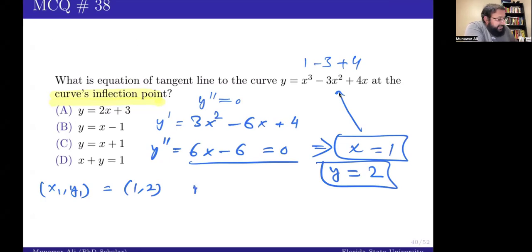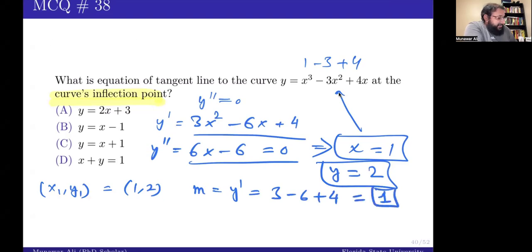Now to find the equation of the tangent, you need also the value of the slope. And the slope is equal to the value of y prime at this point, which is this one. So you put here x equals 1. So this becomes 3 minus 6 plus 4, so this is 1. Now, what is the equation? You know very well, y minus y1 equals m times (x minus x1). This is the equation of the tangent.